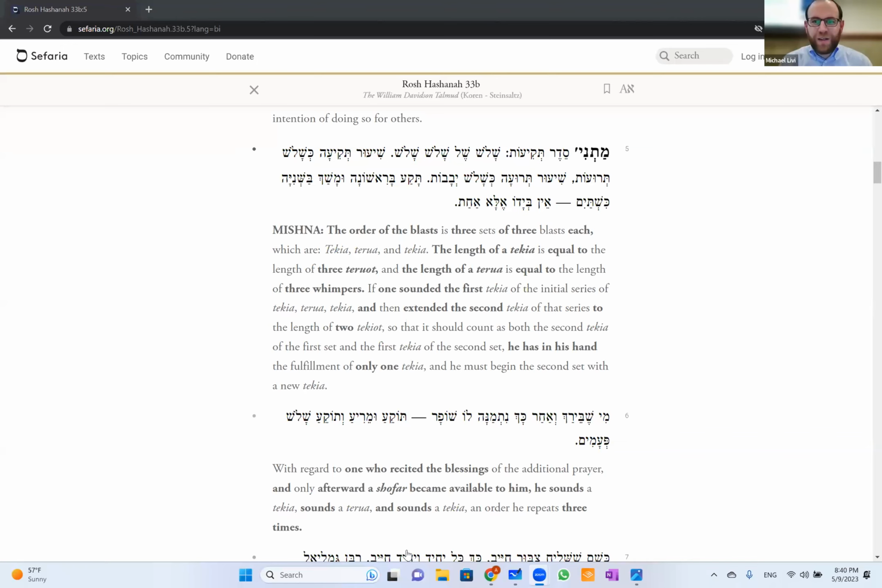Okay, ready? Let's do it again. If you're looking at the ArtScroll, it's 33b1. On the screen, I have it. It says there, tekiyot, shalosh shel shalosh shalosh. You have 3 sets of 3. Shi'ur tekiyah kishalosh teruot. The measurement, the length of time of a tekiyah should be equal to 3 teruot.